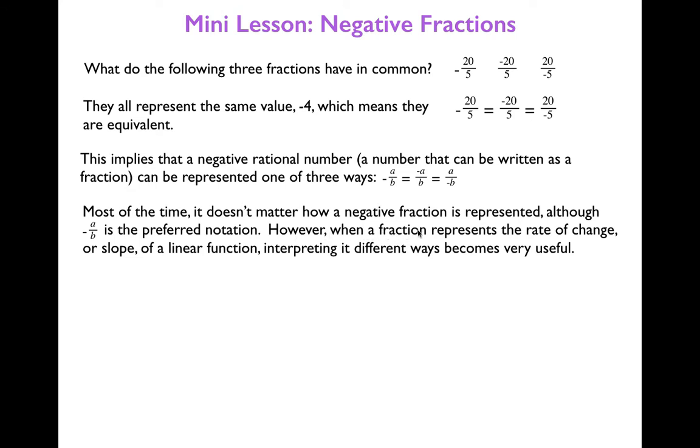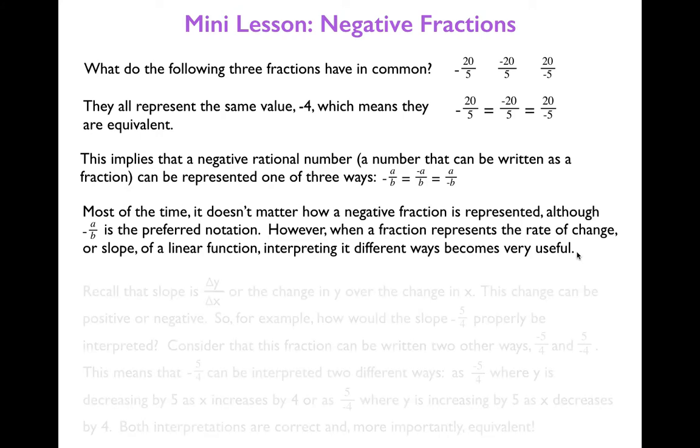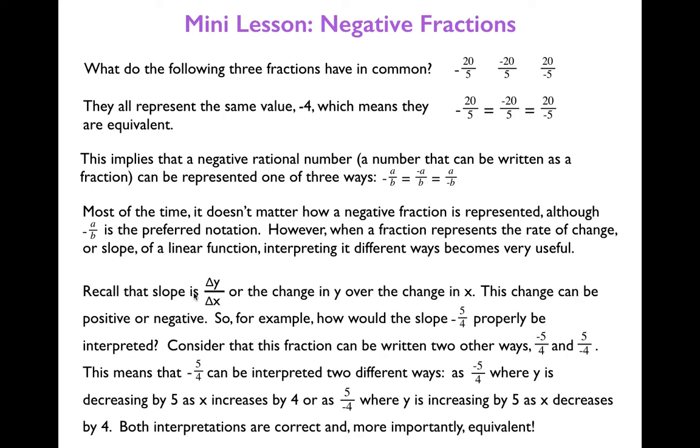However, when a fraction represents the rate of change or slope of a linear function, interpreting it in different ways becomes very useful, as we'll see in later lessons. So recall that slope is delta y over delta x, or the change in y over the change in x. That's what delta means, the change in. And this change can be positive or negative. So for example, how would the slope negative 5/4 properly be interpreted?